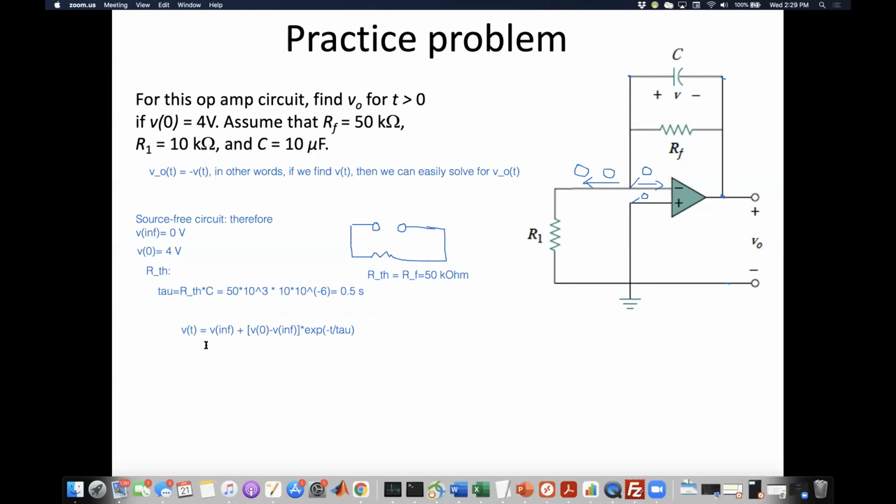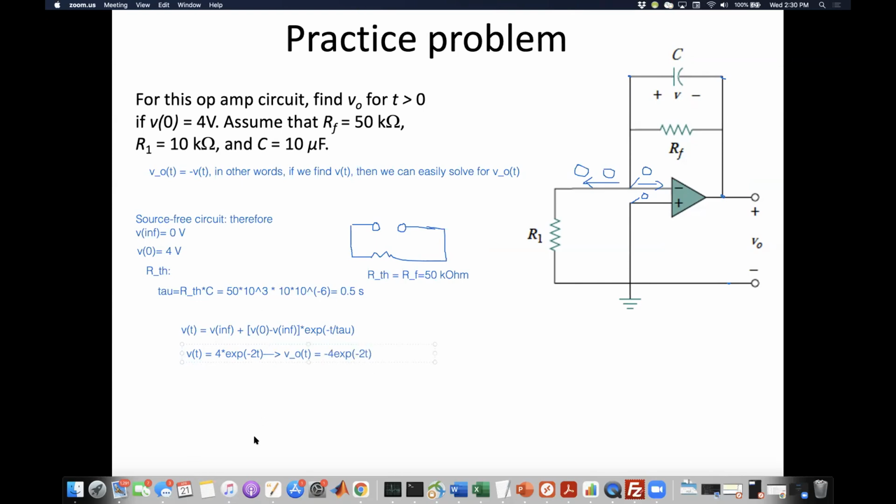All right. So now we can write our full solution for V of t. Our final voltage was 0, so we're just going to ignore this. And our initial was 4 times exponential negative 2t.